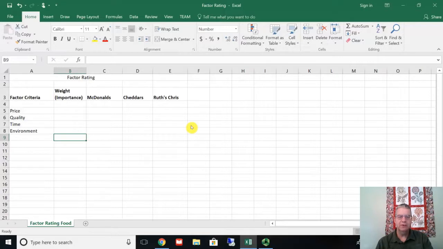So here I've got a factor rating example that we're going to work today, and this one maybe hits a little closer to home. It's where am I going to eat? So kind of look at this layout. All factor rating tables look the same. Over here on the left-hand side, I've got my factors or my criteria. These are the things that I think are important to me.